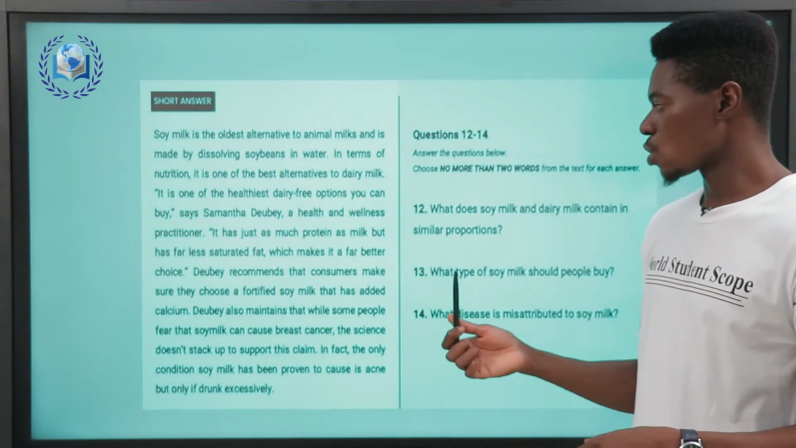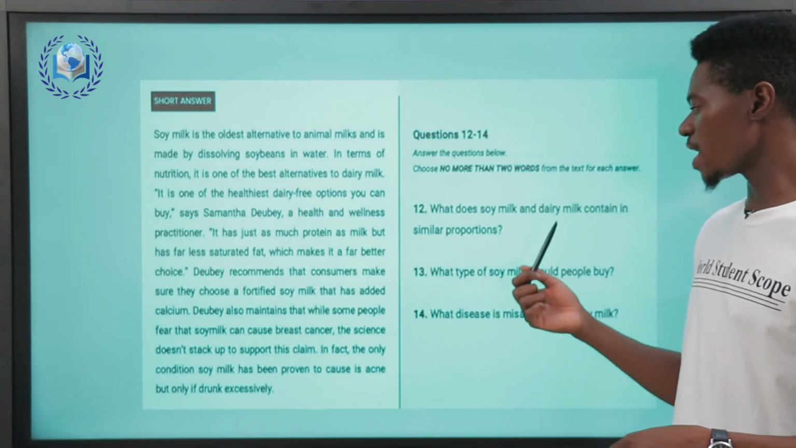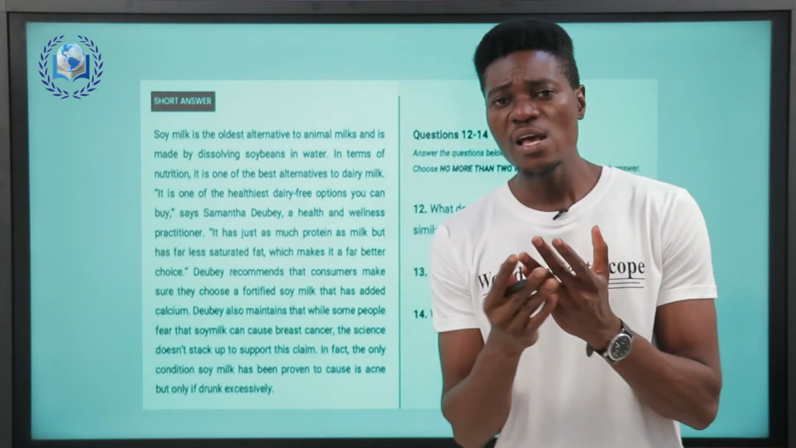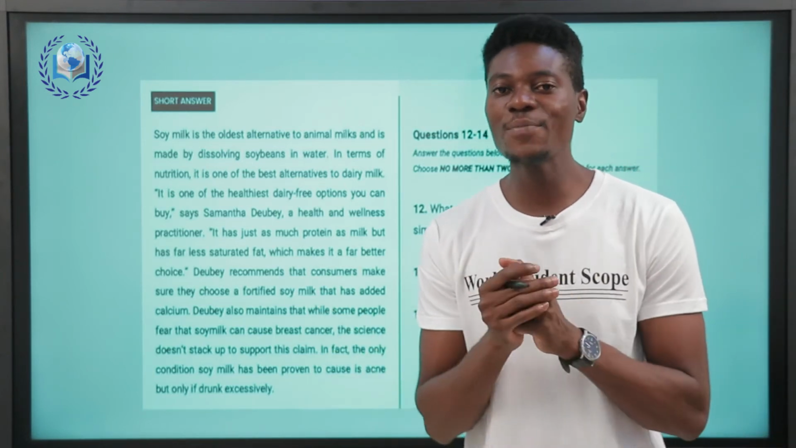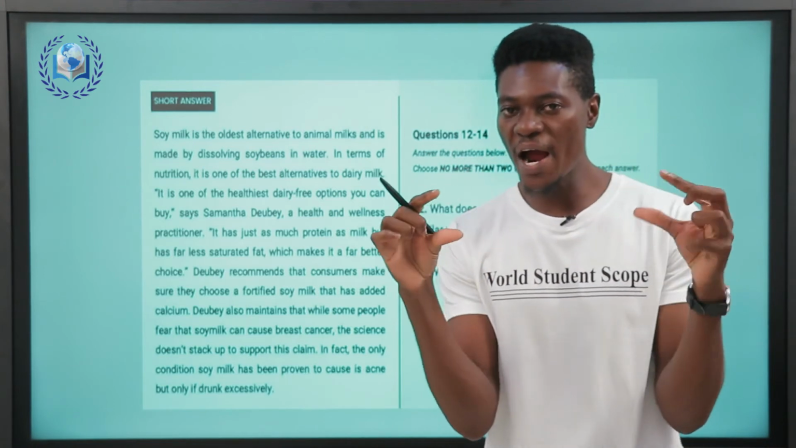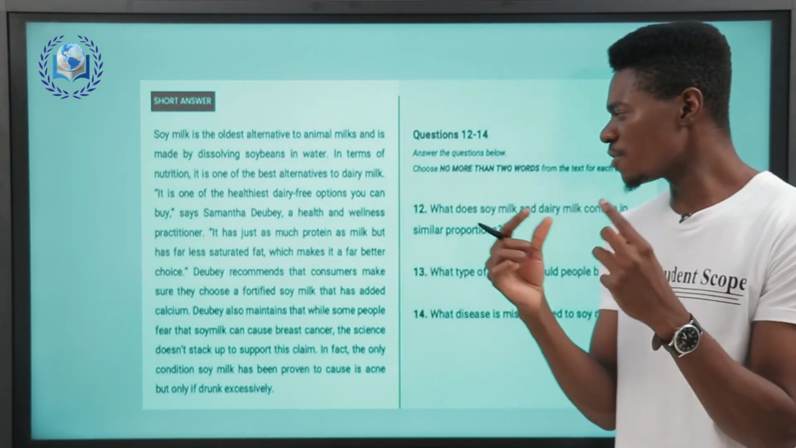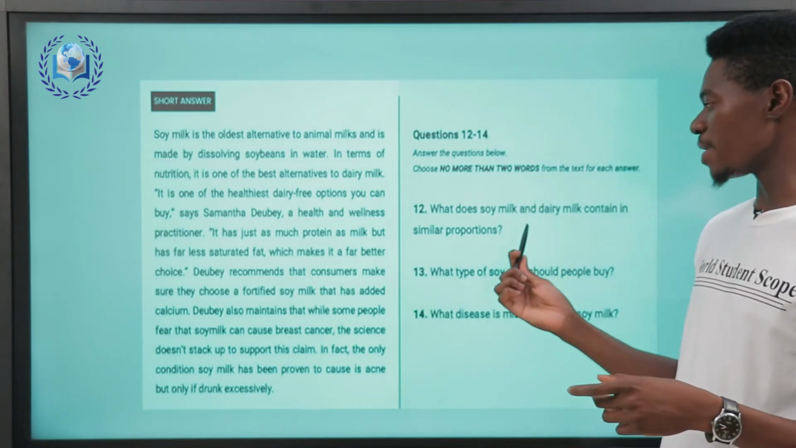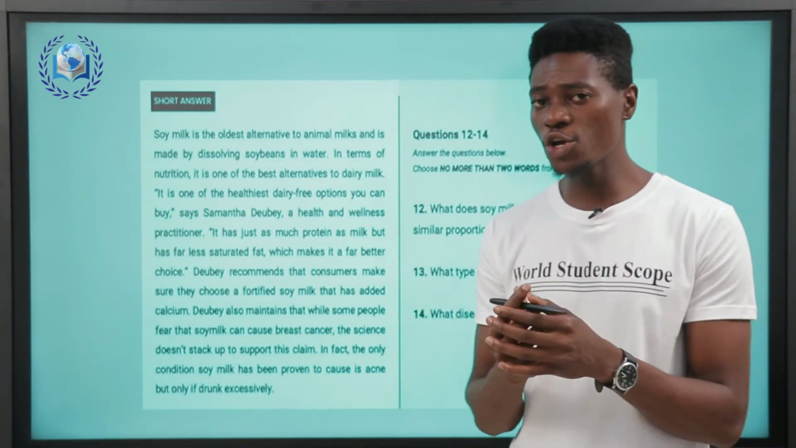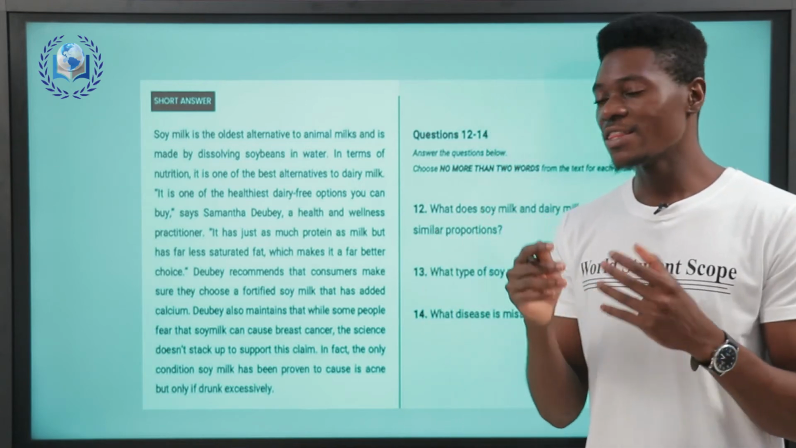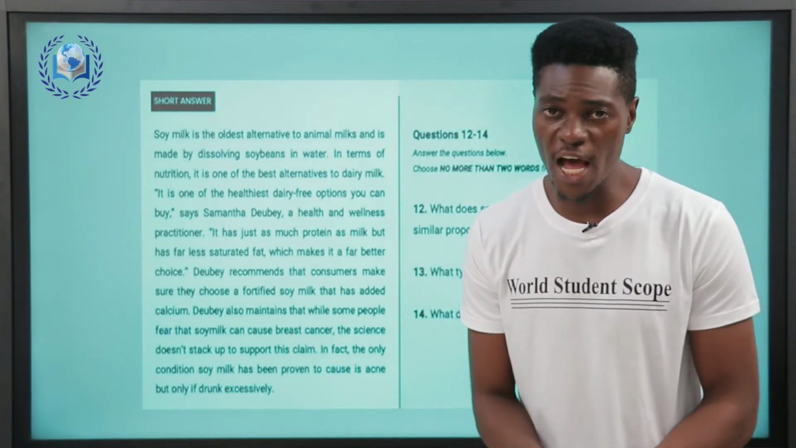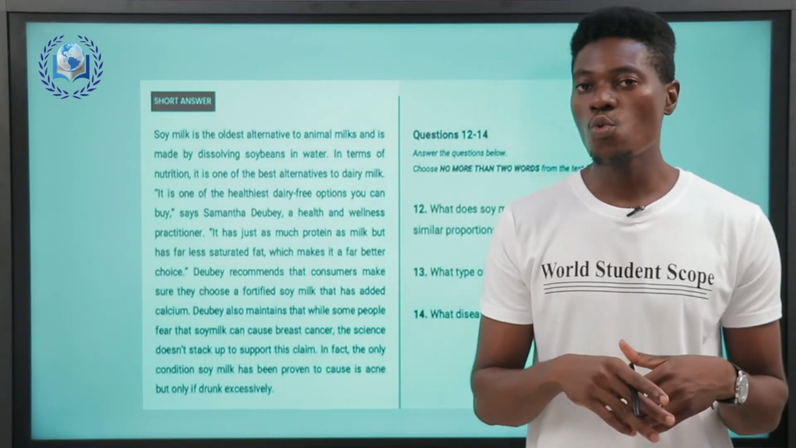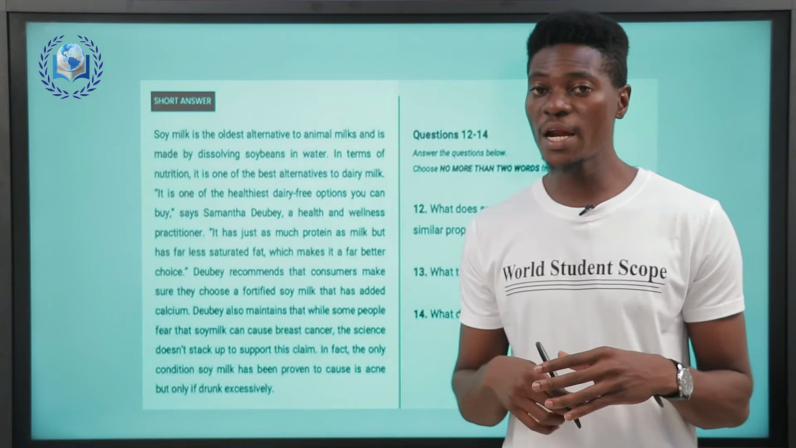Number 12. What do soy milk and dairy milk contain in similar proportion? So when we see similar proportion, it means there is a comparison. So if there's a comparison, what is that comparison for? Comparison for soy milk and dairy milk. I told you earlier, there is milk from the animals, which is called dairy milk, and milk from plants, which is called non-dairy milk.